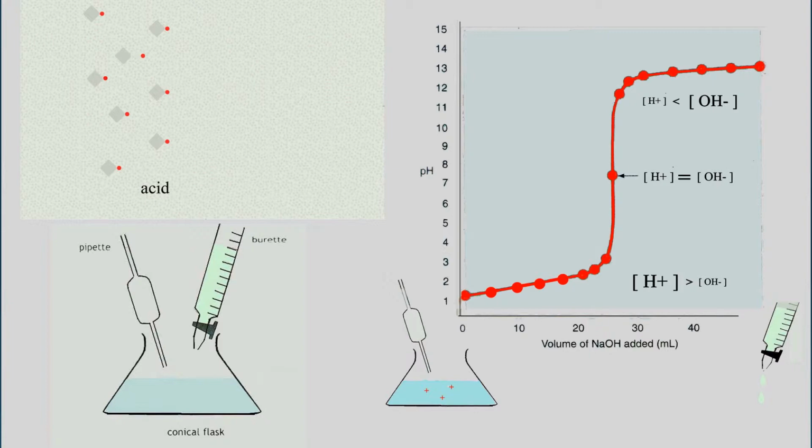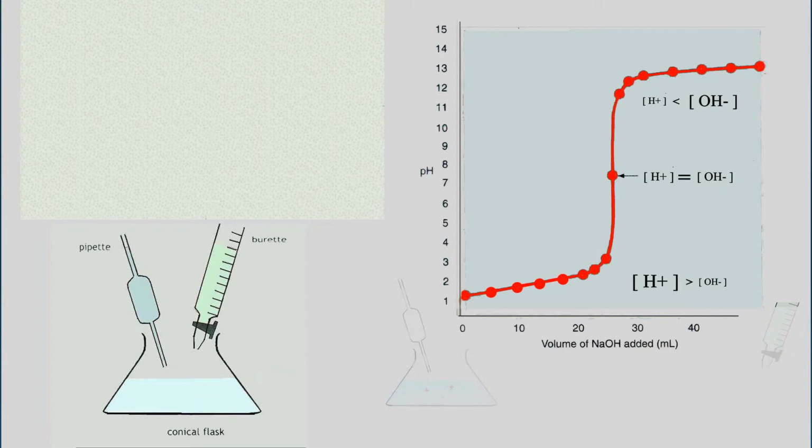Now let's look at the experiment. Now let's start. In the beginning, you put the pipette full of acid into the conical flask. The conical flask will straight away show the pH very low, meaning very high concentration of H plus ions, as on top of the picture.